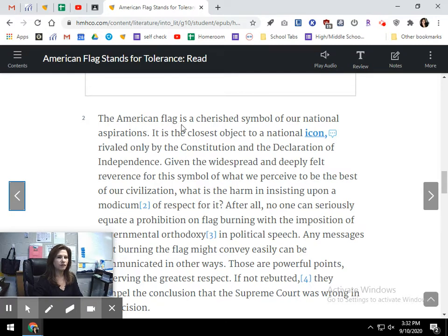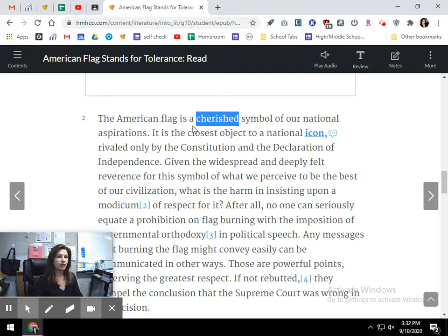Well, it says the American flag is a cherished symbol of our national aspirations. So I would say the word cherished. When you cherish someone, you love them, and they have a very special place in your life, a very special place in your heart, or anything that you cherish is very special to you. And so that indicates a feeling. I'm going to go ahead and mark it, but it's not going to let me mark it up because of the mode that I'm in here recording.